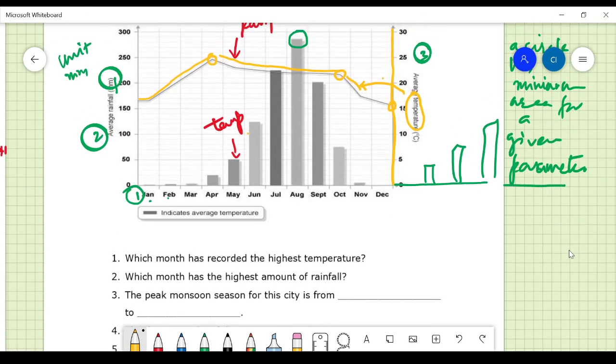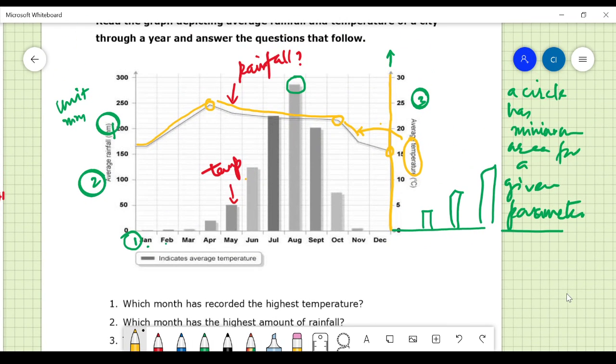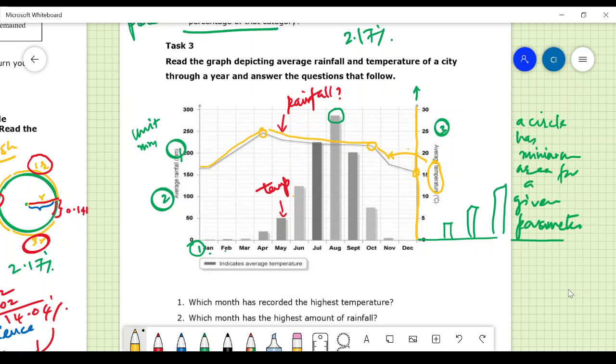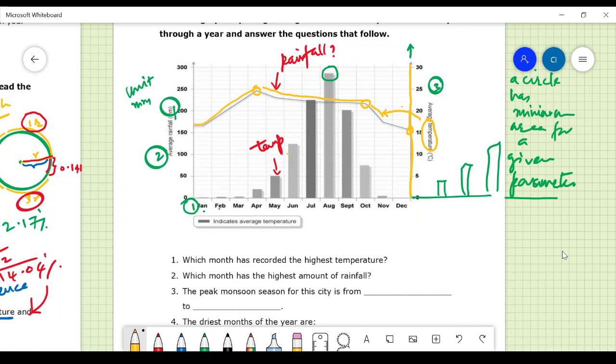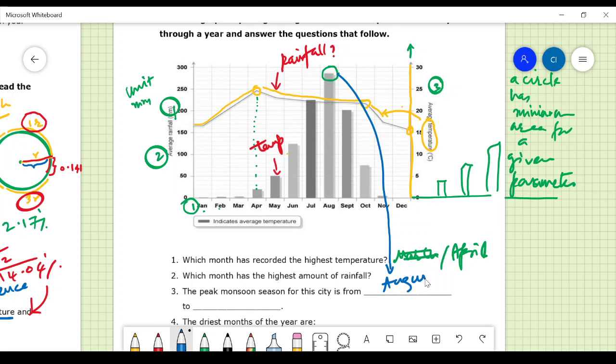Which month has recorded the highest temperature? So the highest temperature is 30 degrees. So it is around the month of March and April. In between those, you can see this is the highest temperature there, or in the month of April. Which month has the highest amount of rainfall? So here, this one. Okay, it's August. So you just have to put August as highest rainfall.